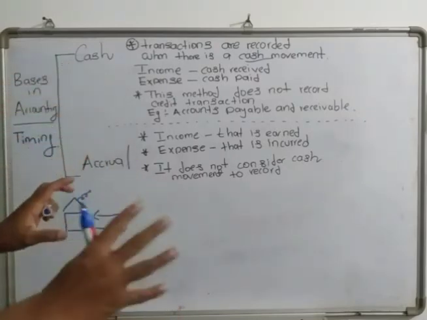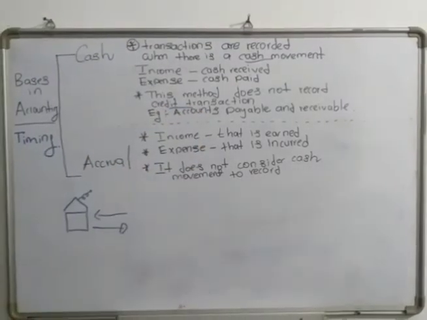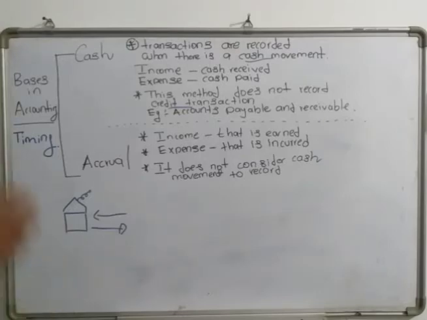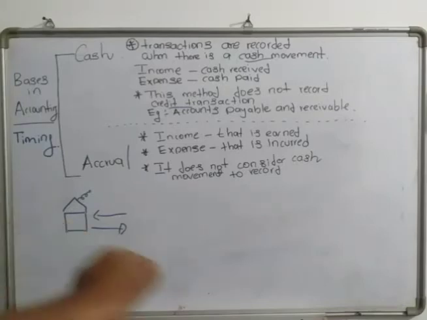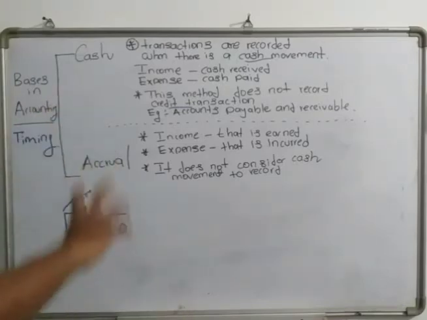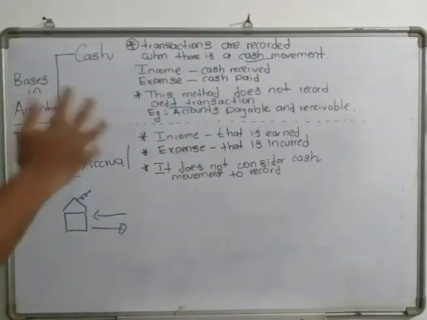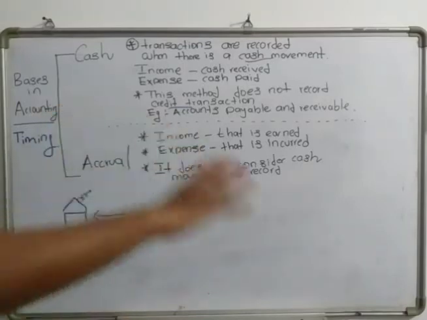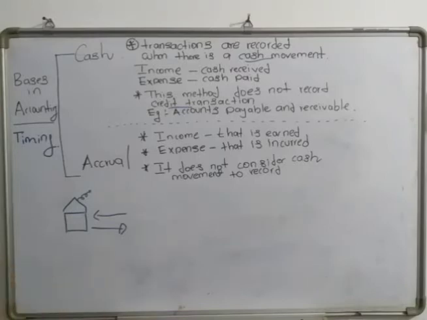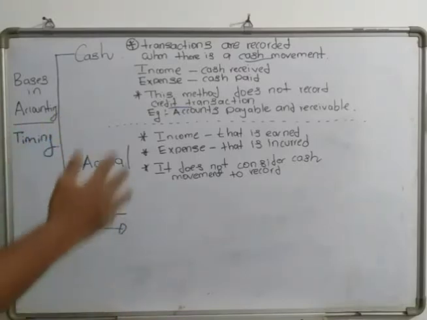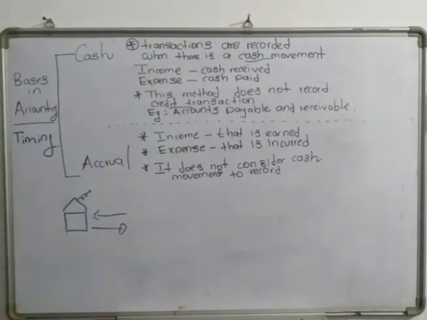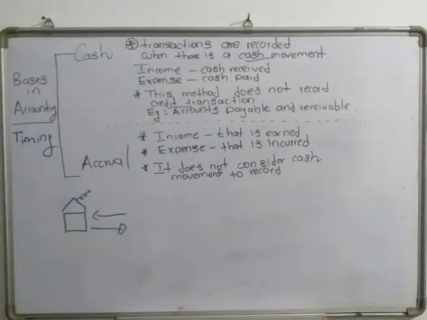In this method, you are not going to bother about credit transactions. That means you are not going to record your credit transactions. You will record only when there is cash movement. So under cash basis accounts, you can't see any account payable and receivable. Whenever there is cash movement, you will record the transaction in your book of accounts. When no cash movement takes place, you won't record the transaction. Very simple. You will record income when you receive cash. You will record expense when you pay cash.